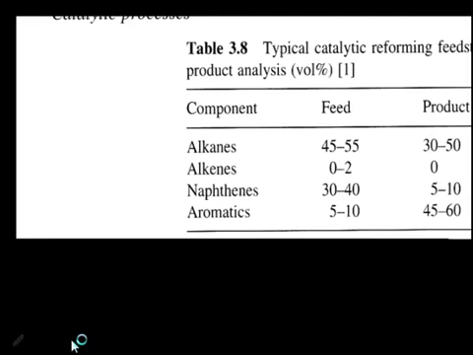Generally, the catalytic reforming feedstock and product analysis by volume percentage: for alkanes, the feed will have 45 to 55 volume percent, then the product will have 30 to 50. Alkenes 0 to 2, we can achieve 0. Naphthenes we can reduce to 5 to 10. And aromatics, 45 to 60 volume percent, we can reform it.